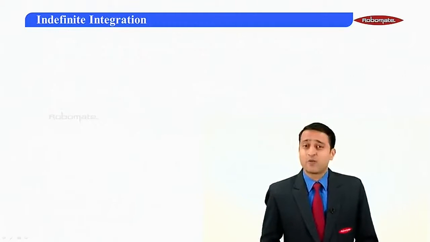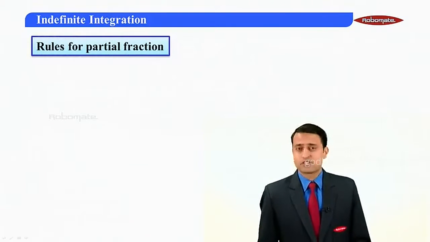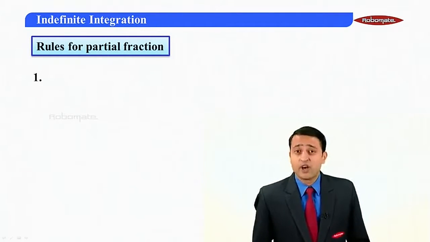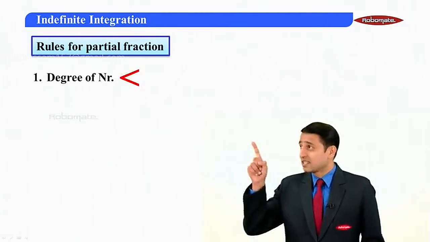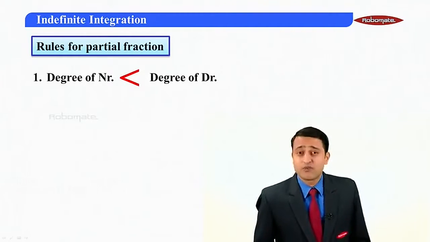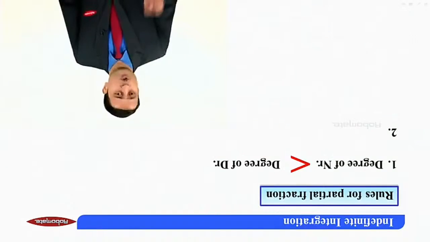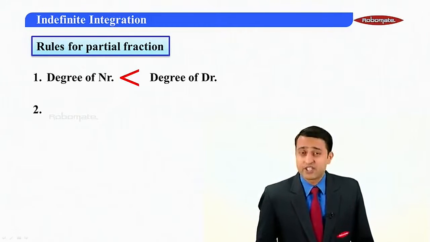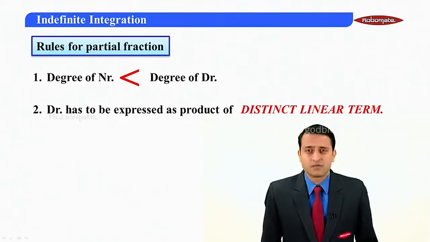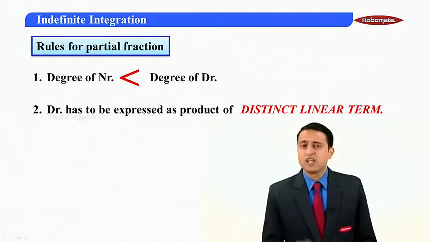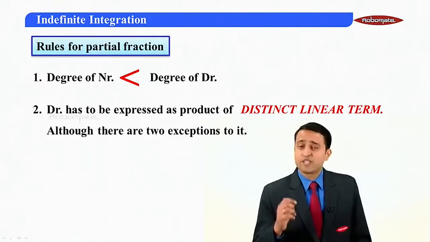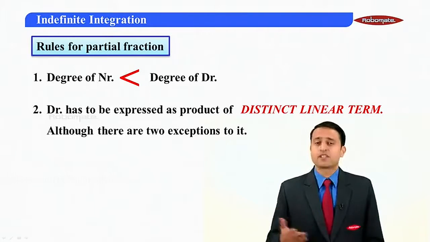Now let's understand what are the steps or the rules for partial fraction. For us to apply partial fraction, the very first rule is degree of numerator should be less than the degree of denominator. My dear students, a very big less than, because it's a very crucial condition for you. So that is the first condition. The second condition is the denominator has to be expressed as a product of distinct linear terms. Now this is not a very compulsory condition because there are two exceptions which can still be managed. Now if these two conditions are satisfied, we can apply partial fraction.